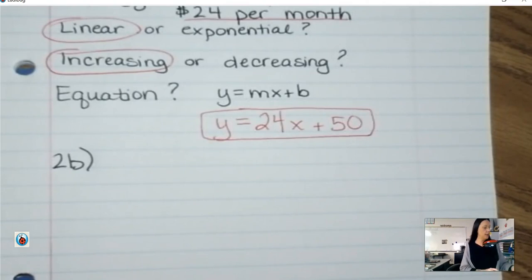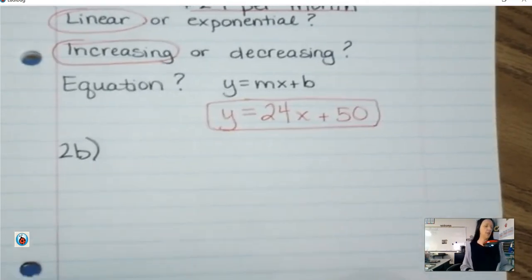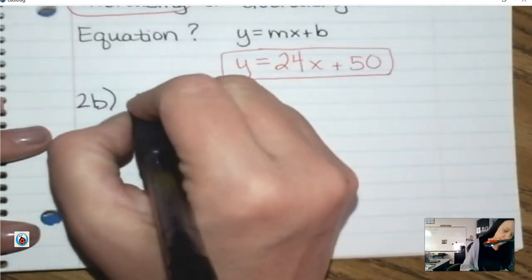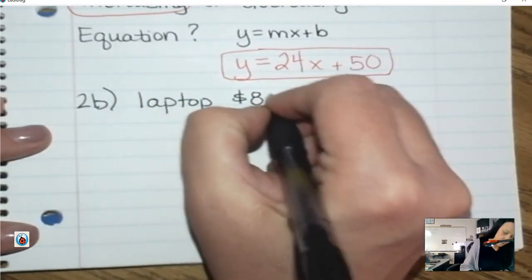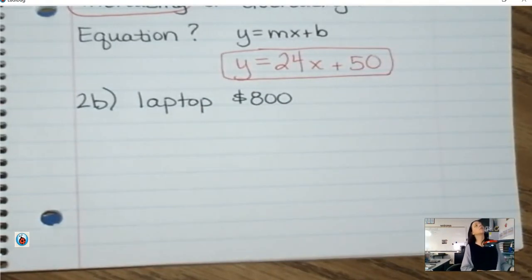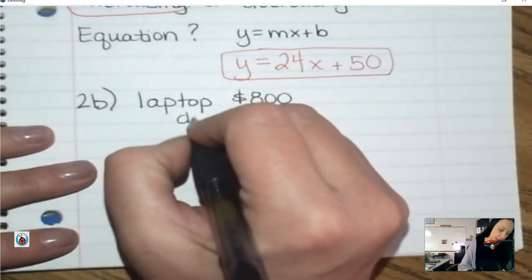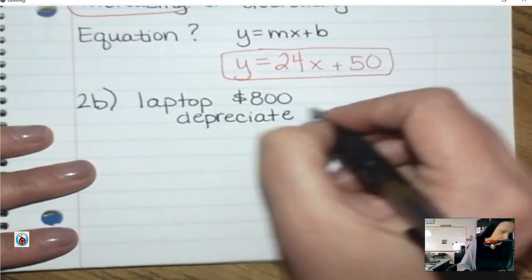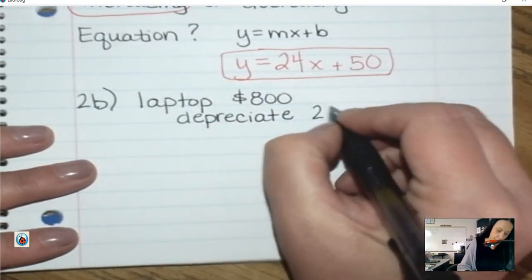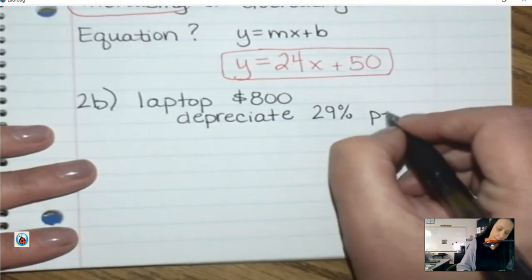Okay, 2B. This word problem says, you bought a new laptop this year for $800. The value of the computer will depreciate at the rate of 29% each year. So it's going to depreciate 29% per year.